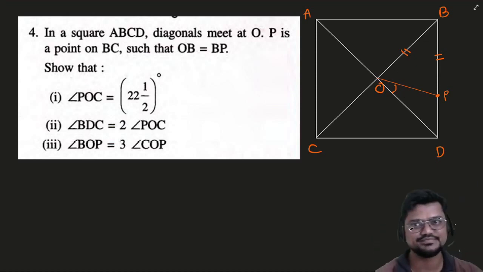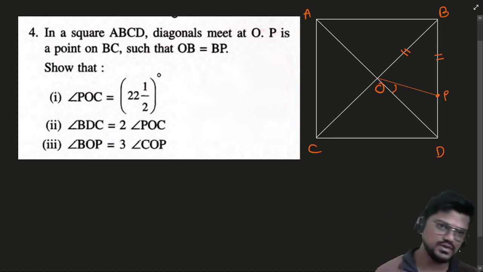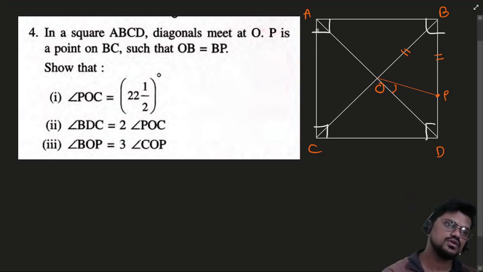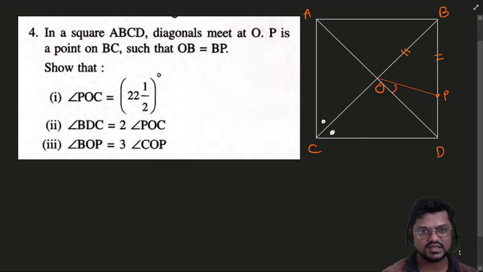Should I start? Okay. We know that since it is a square, all the angles will be 90 degrees. The diagonals bisect this angle, so this angle will be equal to this angle, yes or no? So if they are equal, each angle will be how much? 45 degrees. So this is also 45, and this is also 45.